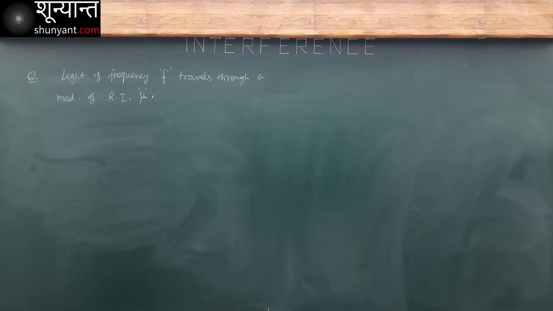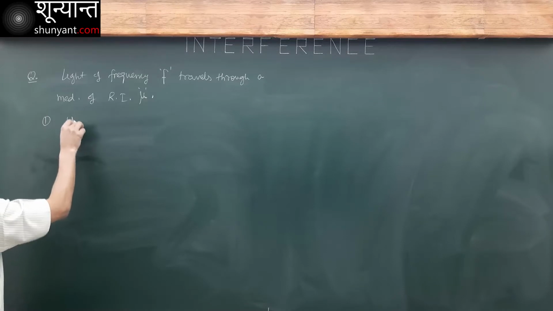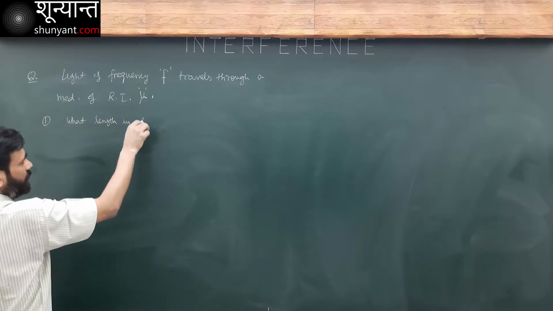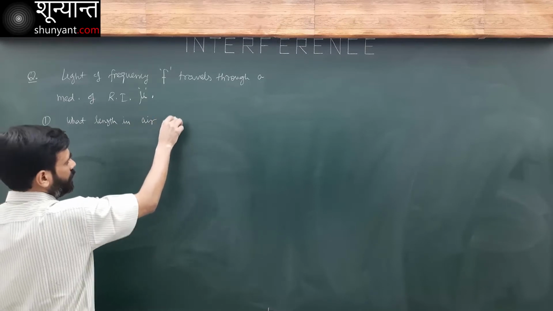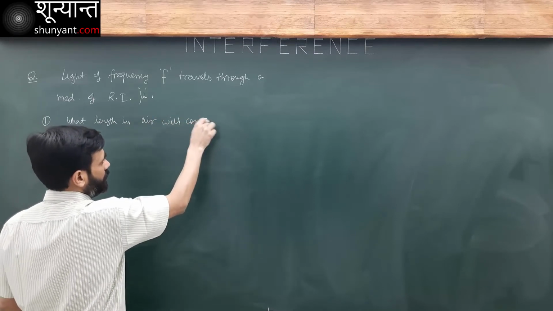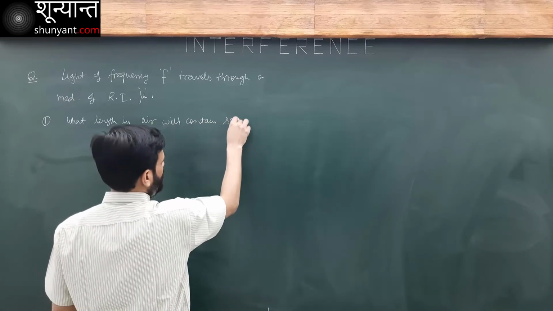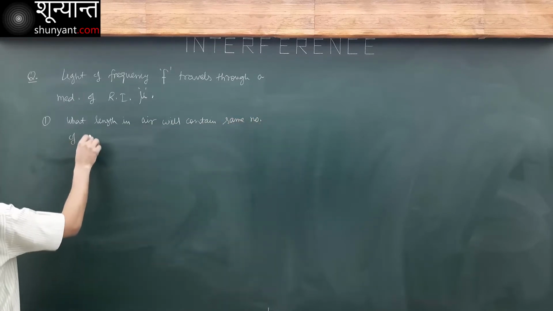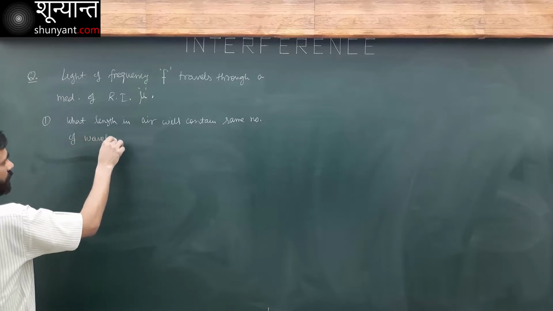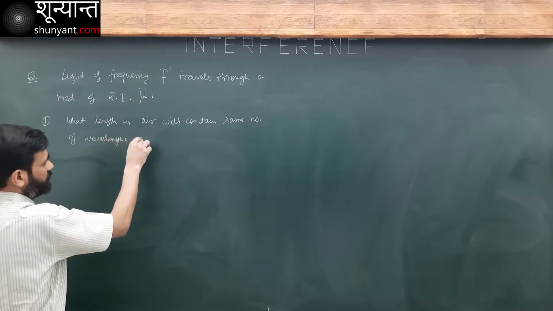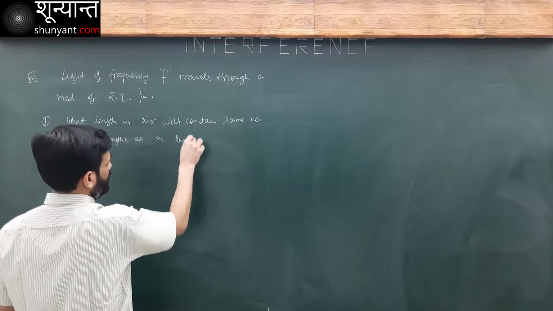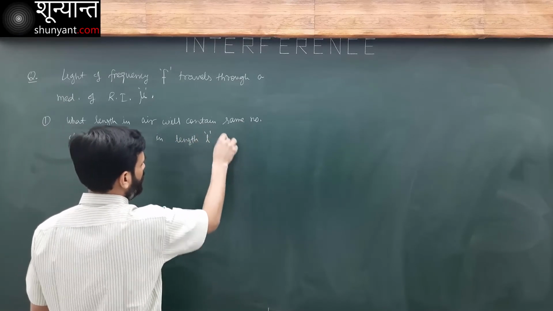Okay. Now, first question. What length in air will contain the same number of wavelengths as in length L of medium?